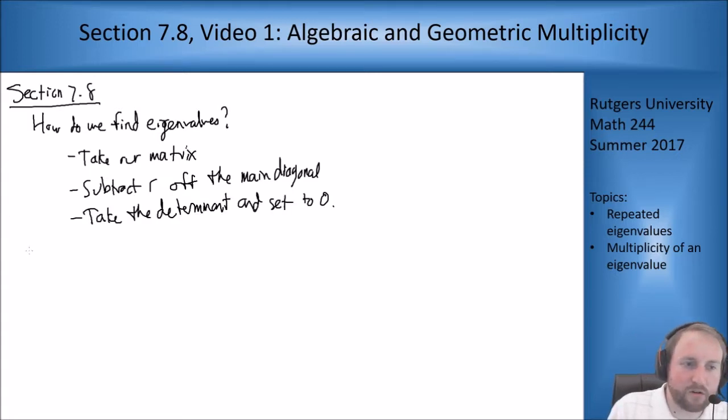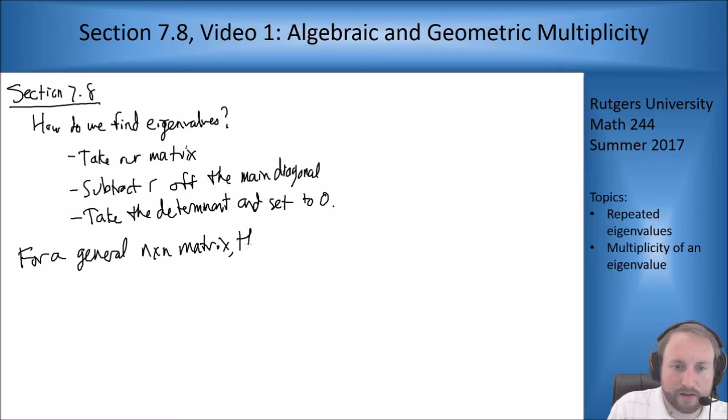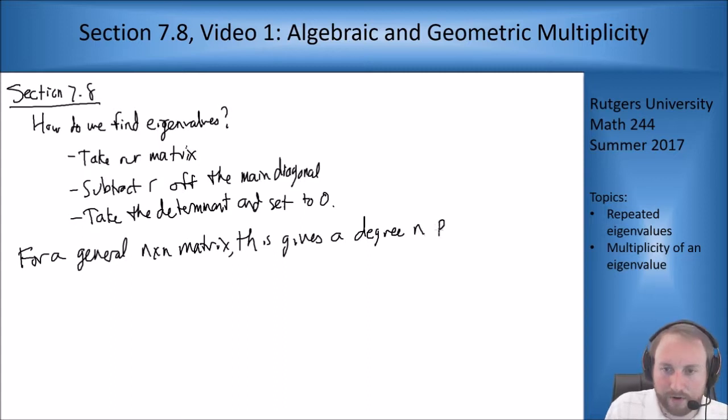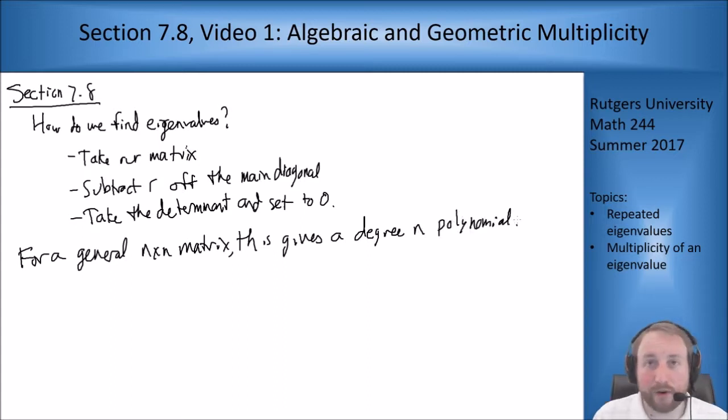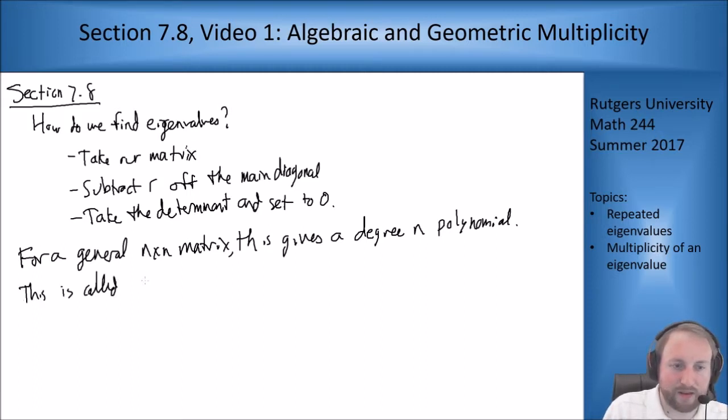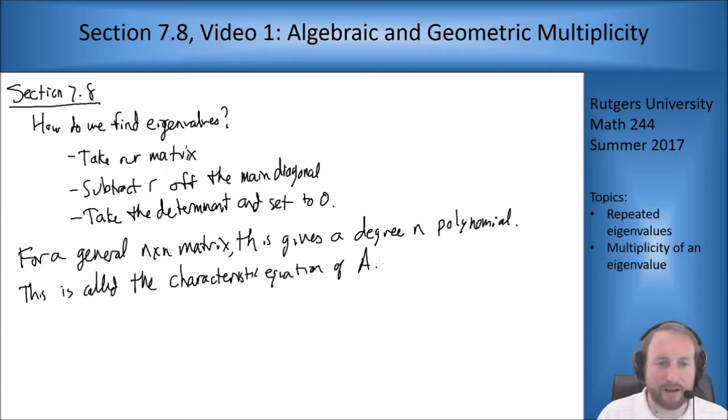So for a general n by n matrix, this gives a degree n polynomial. In the case of our 2x2 matrix, we've got a degree 2, or quadratic, polynomial. In the case of a 3x3 matrix, you would get a cubic polynomial, or something with a degree 3. This is called the characteristic equation of the matrix A, whatever the matrix A happens to be.